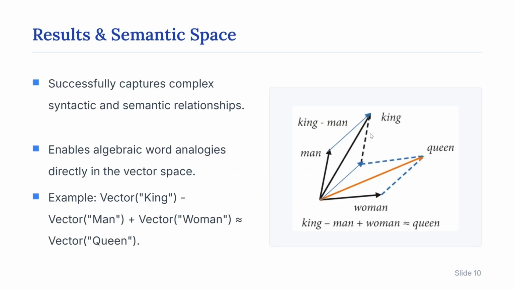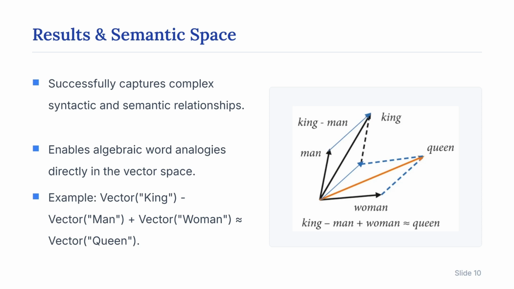Now let's look at the results, which is one of the most exciting parts of this paper. The authors evaluate the quality of word embeddings using analogy tasks, which test whether the model can capture relationships between words. The most famous example is king minus man plus woman equals queen.